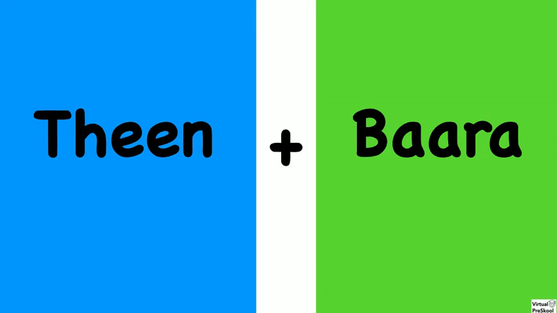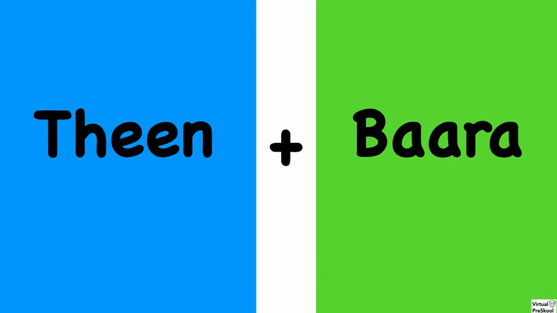First, interpret the numbers. What is thien in Hindi? And what is bada in Hindi? Think about it. So thien is 3 and bada is 12, right? Ek, do, teen, char, panch, chhe, sat, aat, no, das, gyara, bada. Bada is 12. So what is thien plus bada?